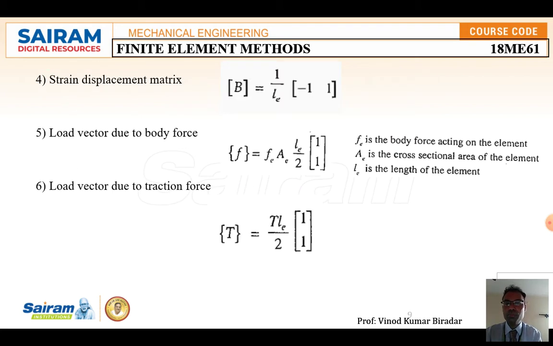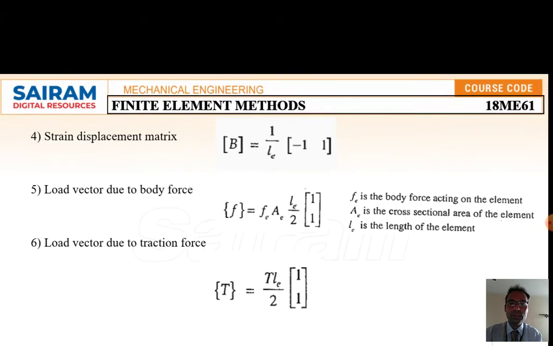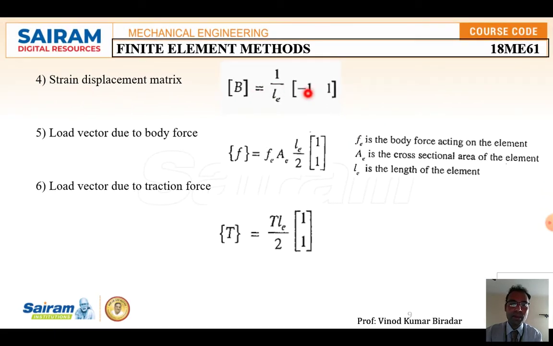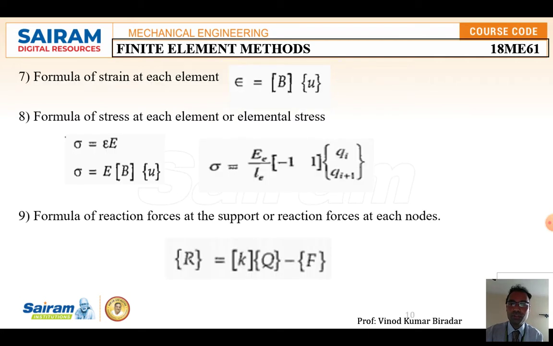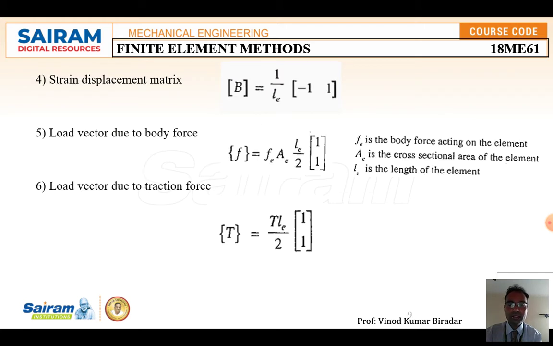Okay, the next one is the strain displacement matrix, which you are going to calculate using this formula, that is B equal to 1 by Le [-1 1]. Okay, load vector due to body force is Fe equal to A rho Le by 2 [1 1]. Okay, and load vector due to traction force is Te equal to T Le by 2 [1 1], traction force. Okay, so these are the formulas, and the formula for strain is epsilon equal to B into U. Okay, B is nothing but the strain displacement matrix here.